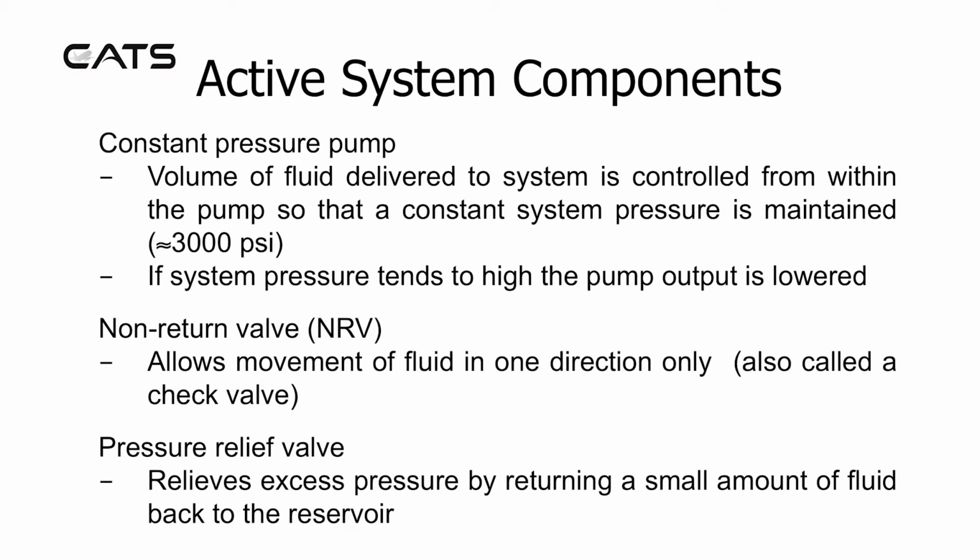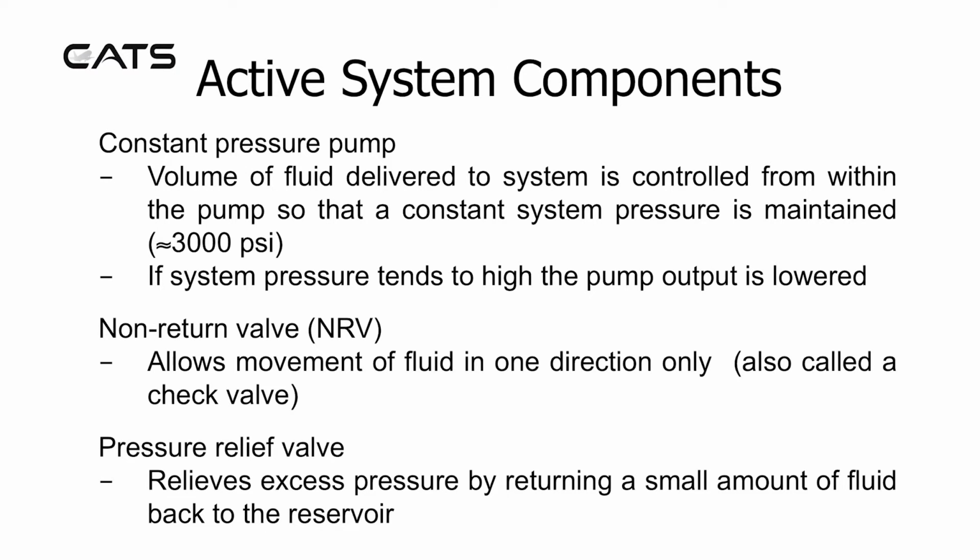Constant pressure pump. A volume of fluid delivered to the system is controlled from within the pump so that a constant system pressure is maintained, typically 3000 psi. If system pressure tends to be too high, the pump output is lowered. Non-return valve. This allows movement of fluid in one direction only. It's also known as a check valve.